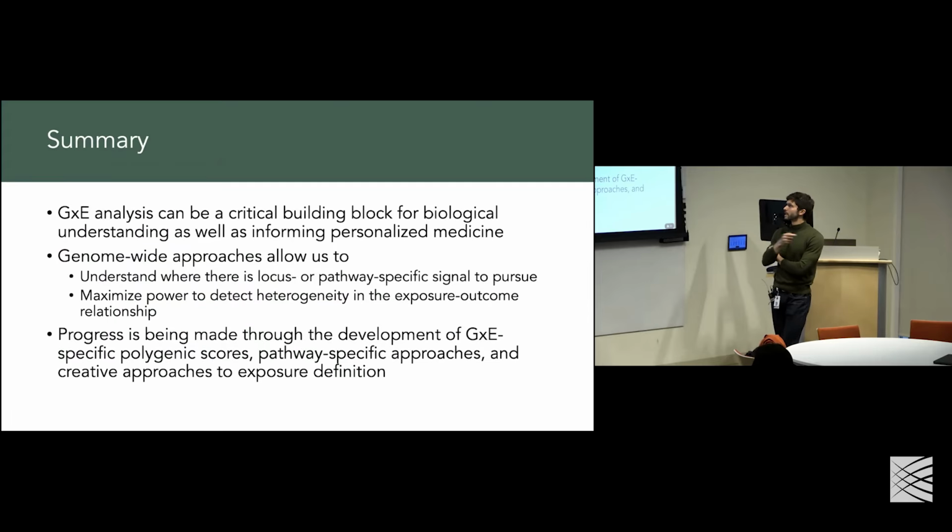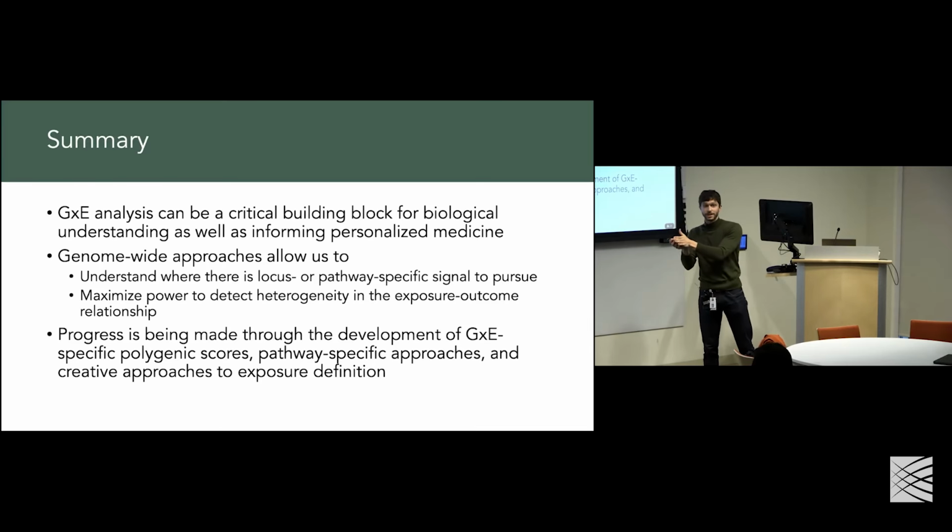I'm going to skip this here for time and just summarize. So G/E analysis, as I mentioned, can be a critical building block for not just biological understanding, when we're trying to nail down where these interactions are and what the loci are, but also informing personalized medicine if we take an overall genetic prediction of how someone is going to respond to an environment. These genome-wide approaches that I've been talking about can allow us to understand where there is locus or pathway-specific signal to pursue, and what environments are more interesting than others because they explain more variance. This is a good place to start to look to improve exposure definitions, et cetera.